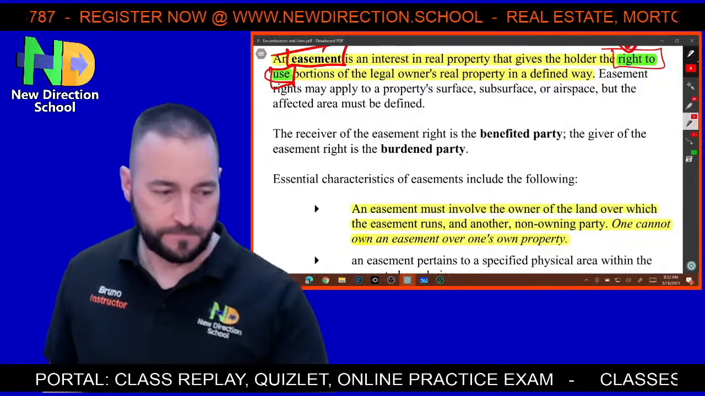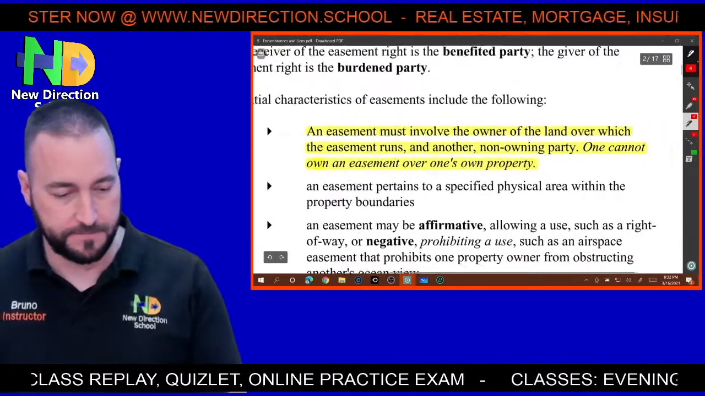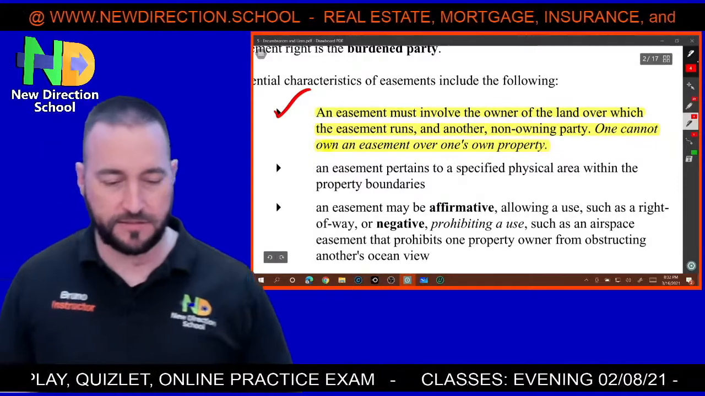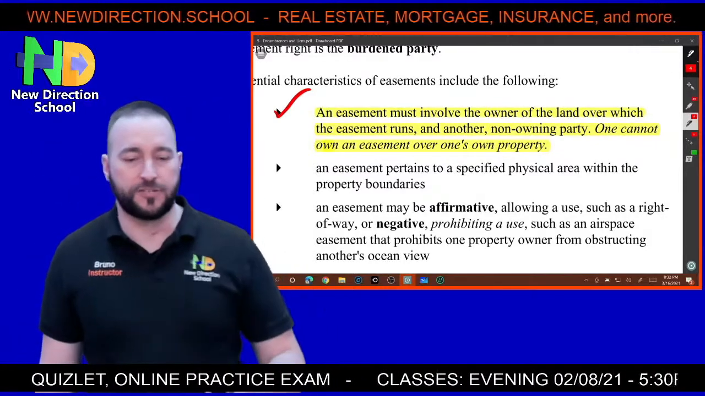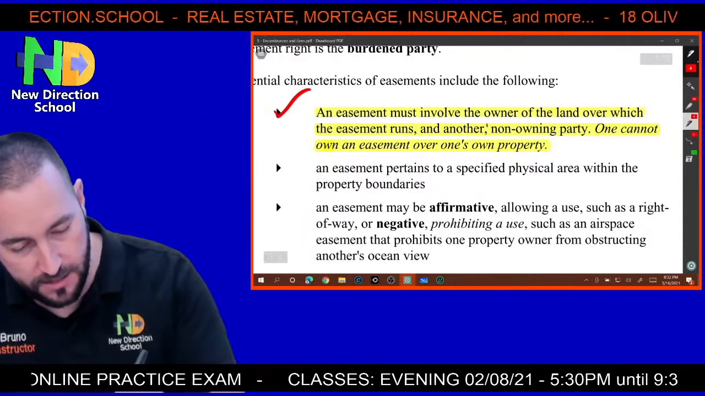Okay. Now, the essential characteristics of easements include the following. The easement must involve the owner of a land over which the easement runs and another non-owning party.